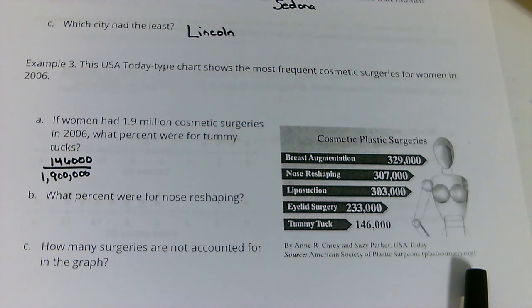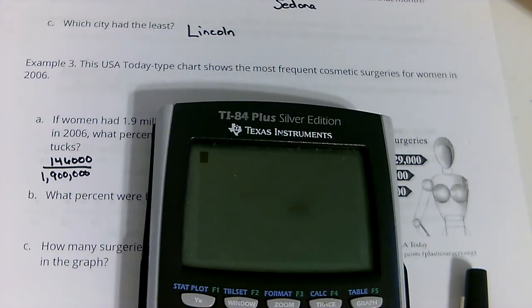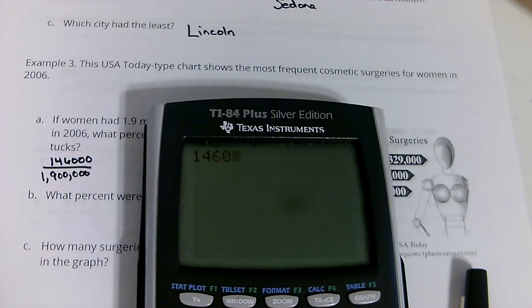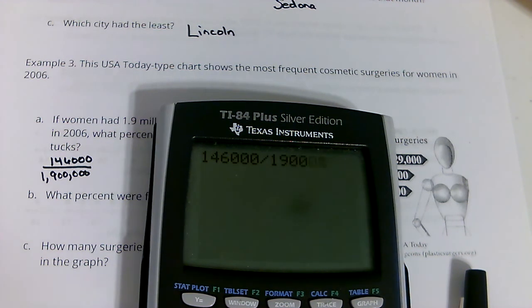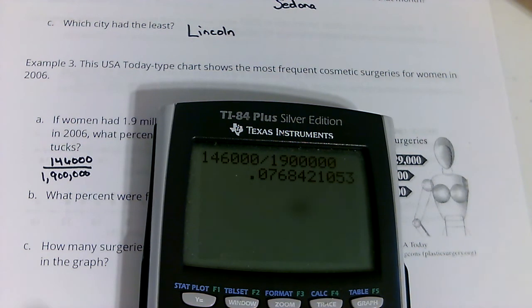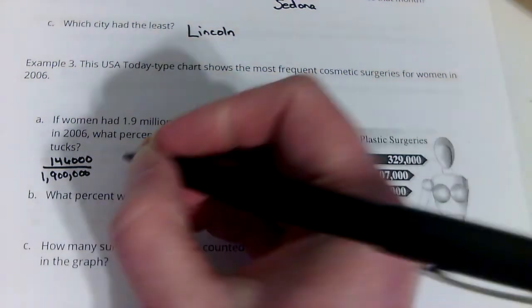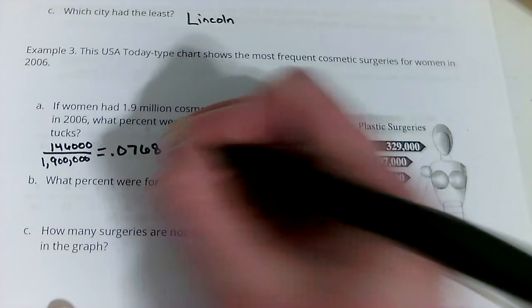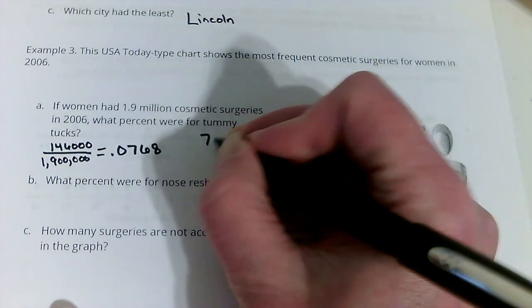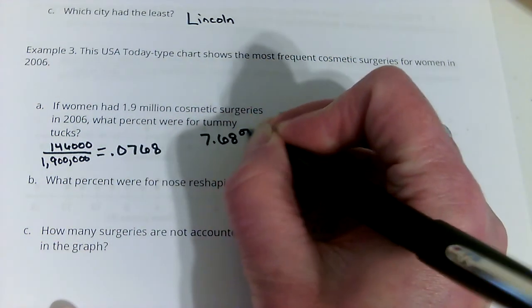So 146,000. Let me put my calculator on the screen. 146,000 divided by 1,900,000. I get 0.0768. But what is that as a percent? That would be 7.68%.